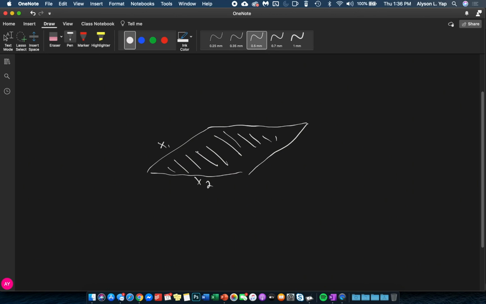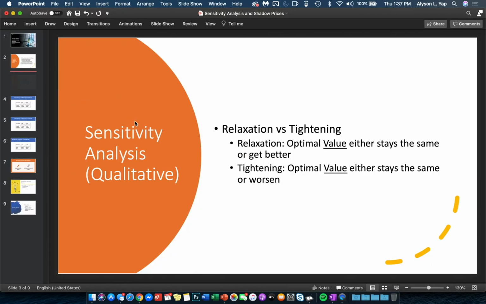Okay? Now, because you are adding a third variable, let's say x3, you are technically adding a third dimension. And because you are adding a third dimension, let me use red, you are technically adding this feasible region, this feasible region. Okay? You are adding a third dimension, which means you're adding feasible region. And because you are adding feasible region, technically your model will have more options. And because you have more options, it is possible that your model will be able to find a better solution. And because it is possible for your model to find a better solution, then it is a relaxing change.